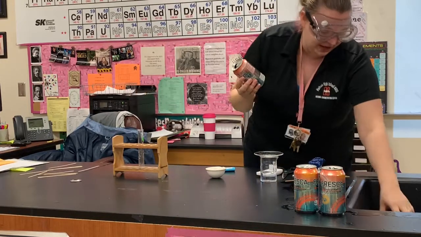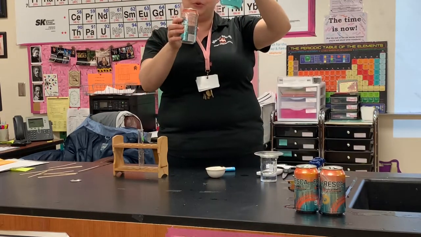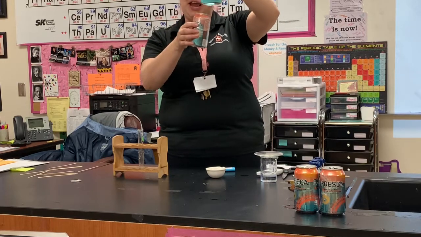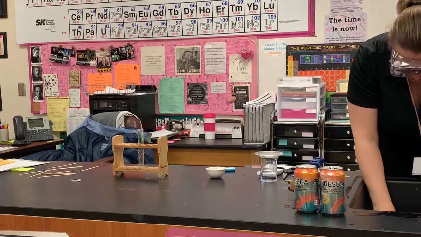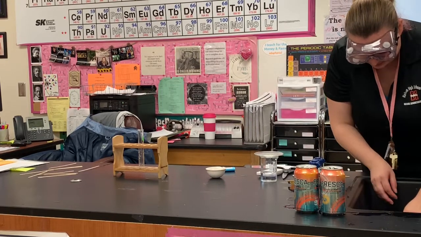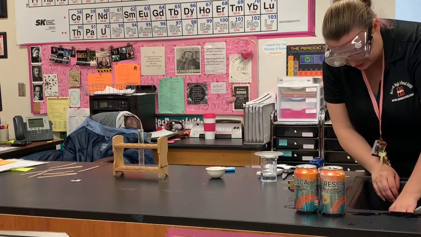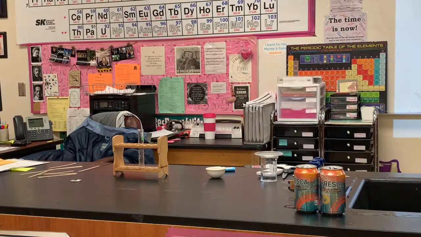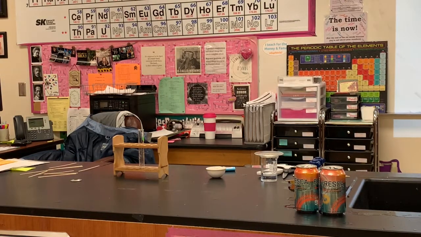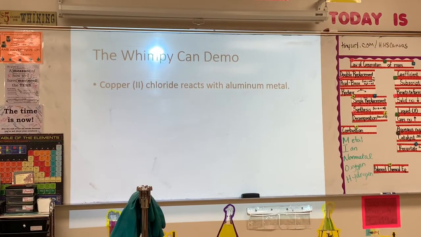Then I poured in a solution of copper 2 chloride. And the copper 2 chloride is going to do an exchange of places with the aluminum, making it so that all that's really holding that can together is the paint on the outside. And it makes it perfectly easy to just rip that in half. So let's do the equation.